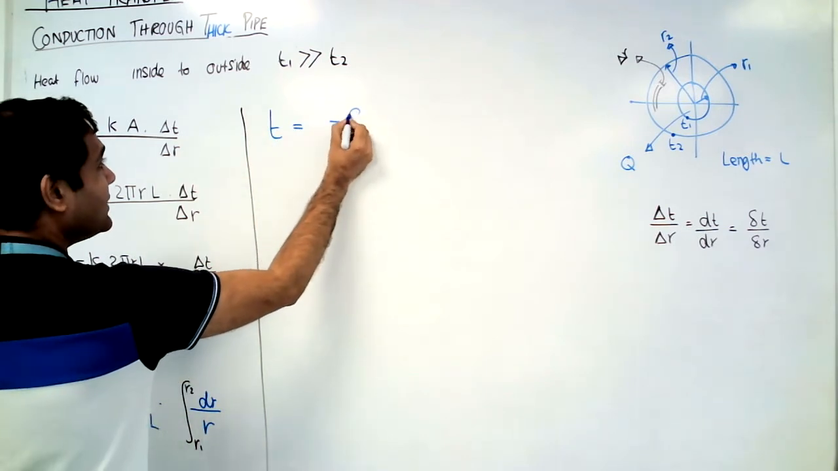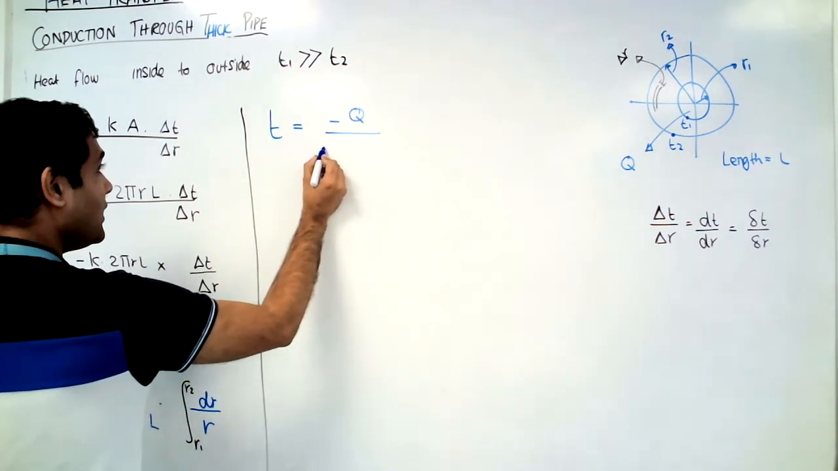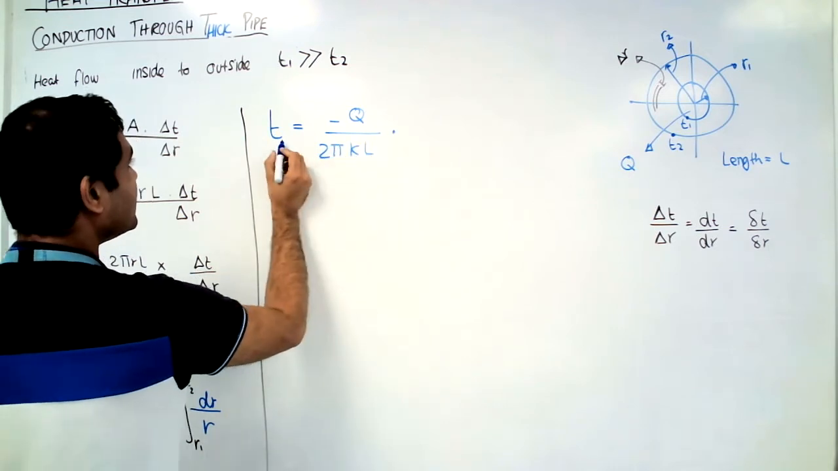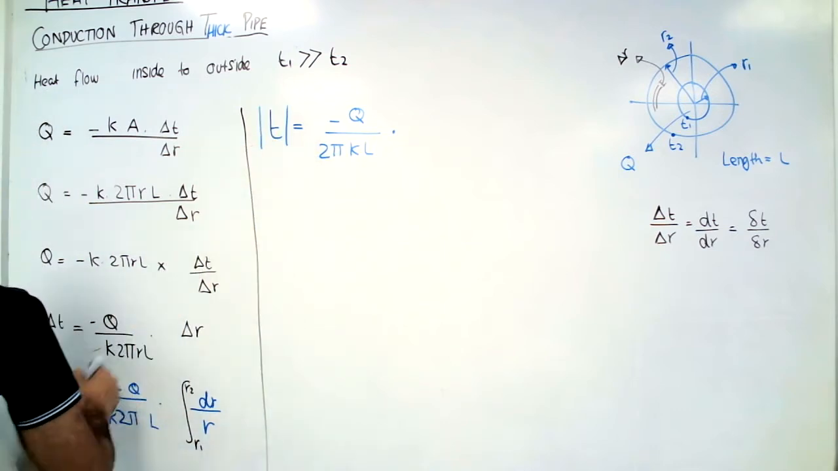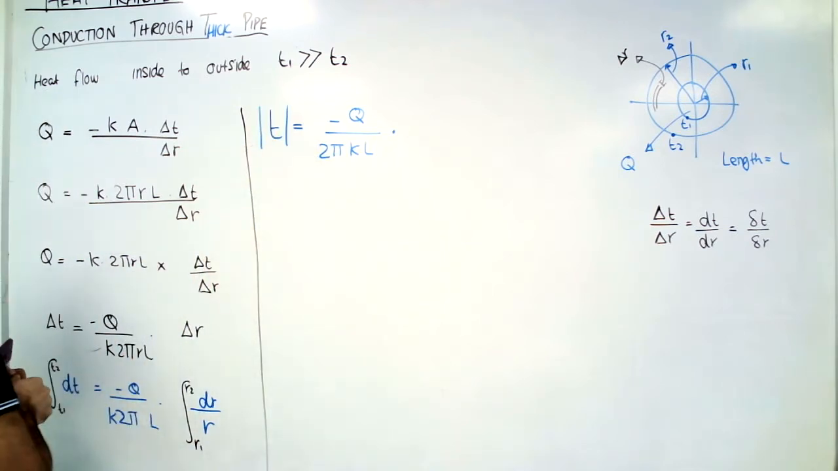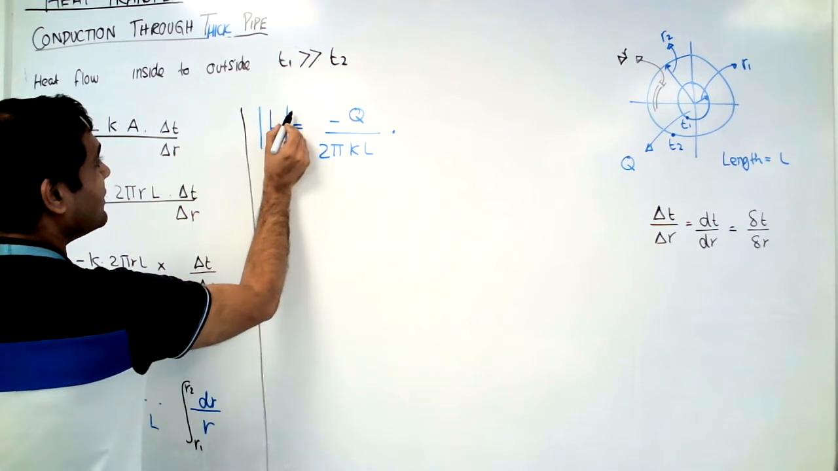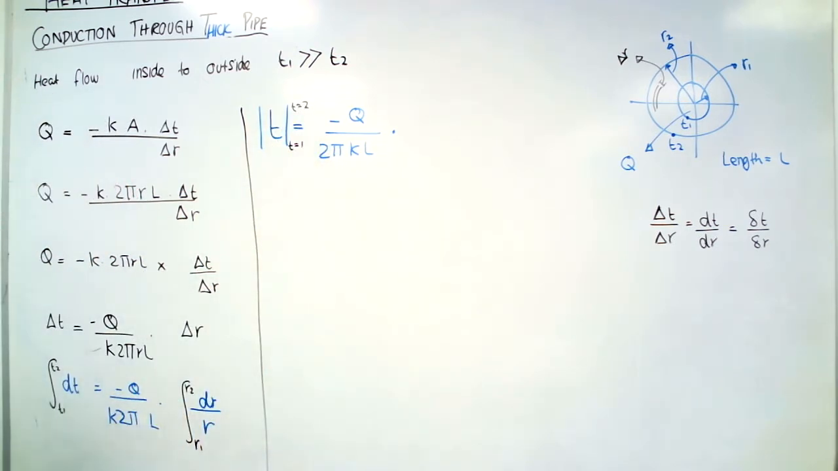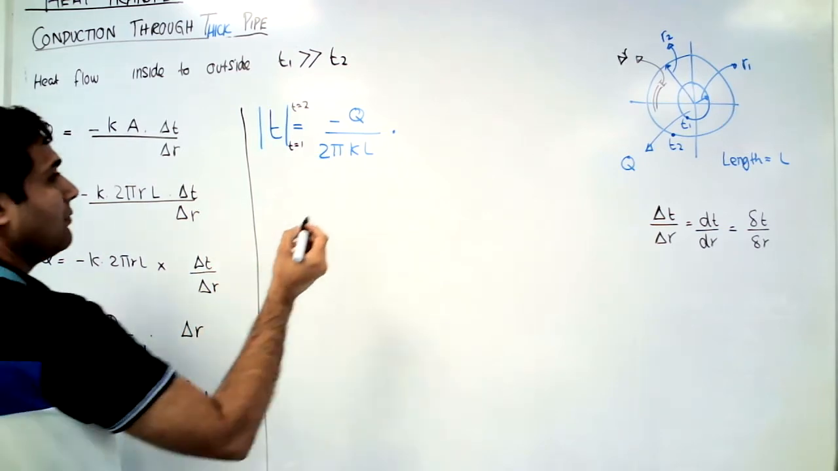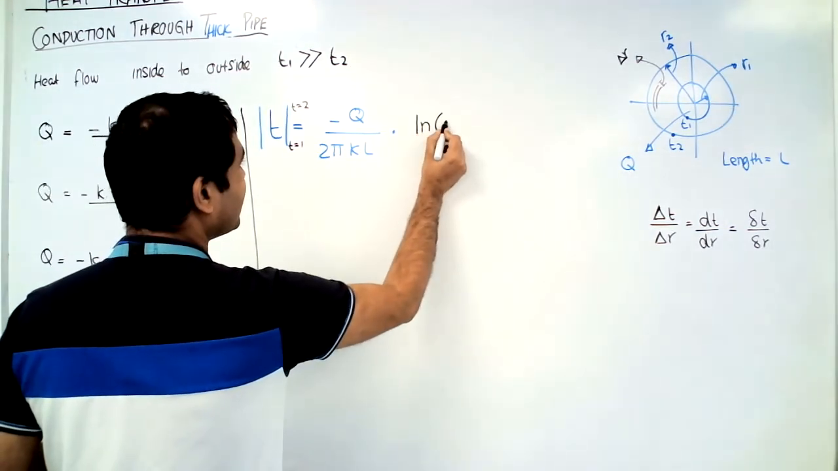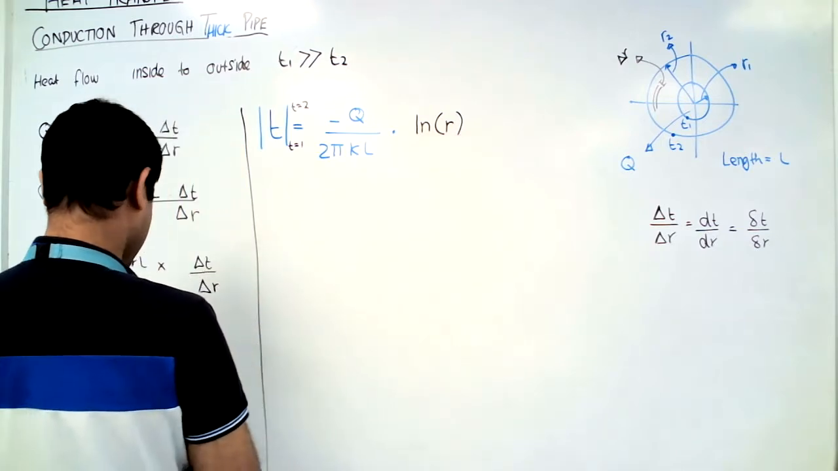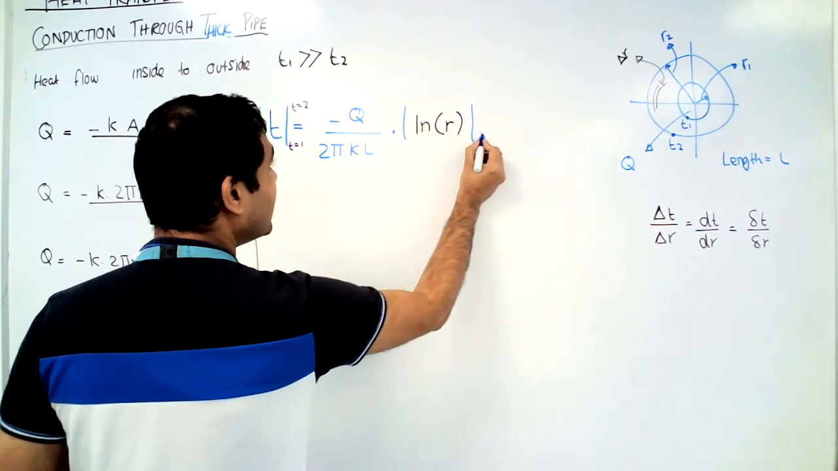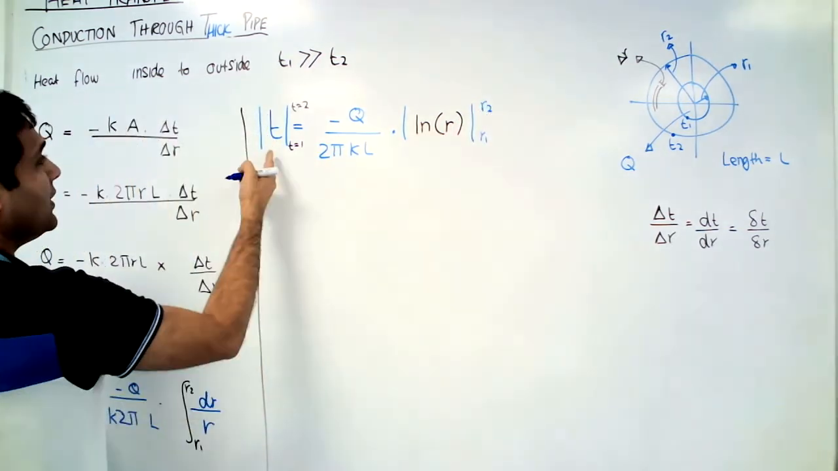Now this one, minus Q over 2 pi KL, I just rearrange that one. So obviously there are limits. It's from T1 to T2. I can open the limits in a minute. And when you integrate that bit, 1 over R, the integration of 1 over R is ln of R. And obviously there's a limit as well. The limit is from R1 all the way to R2. Now let's do that one.